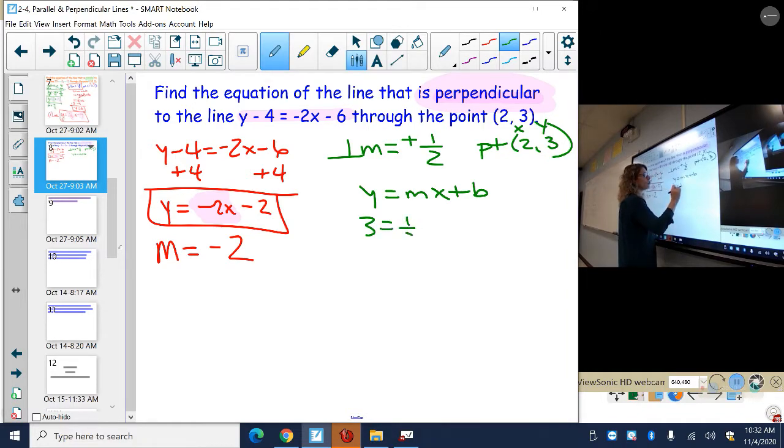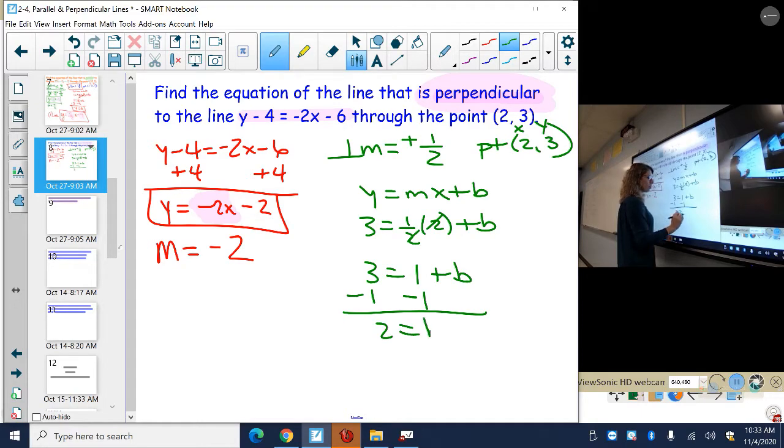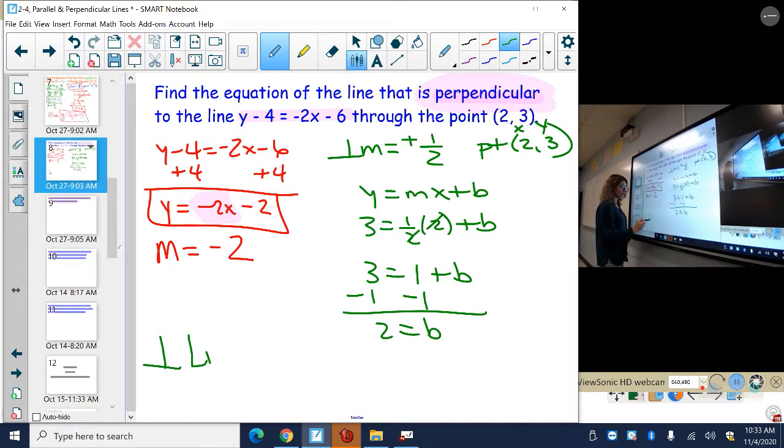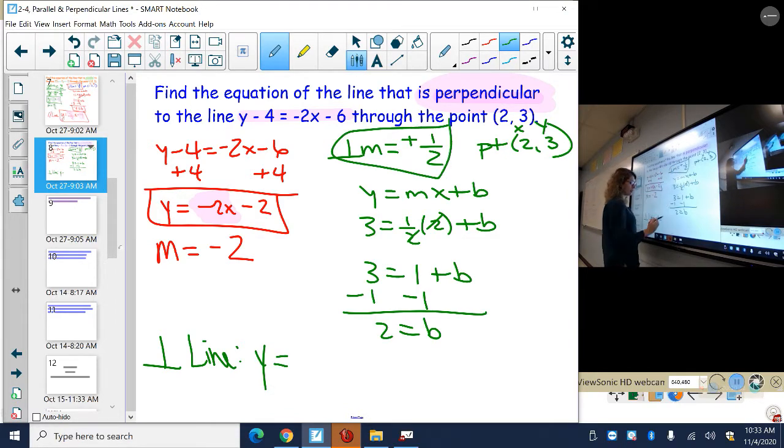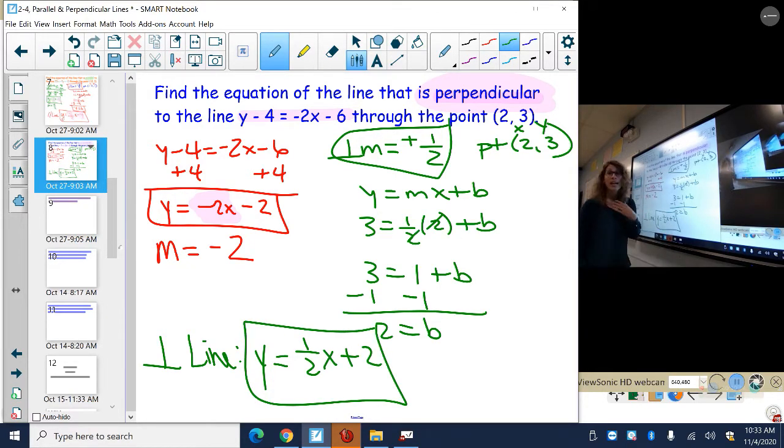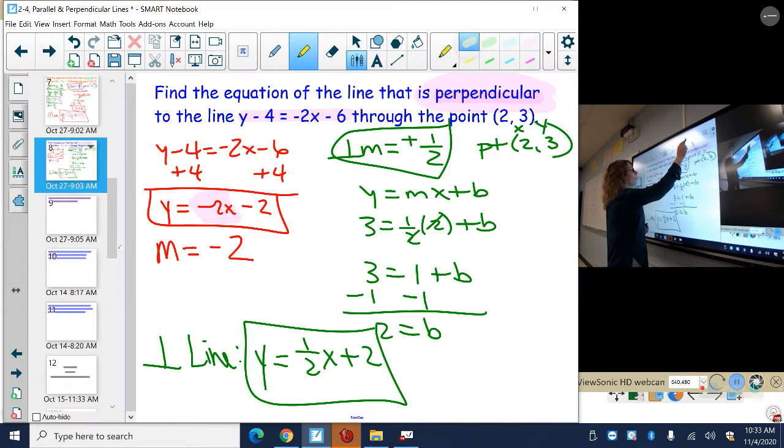So I have 3 is equal to 1/2 times 2 plus b. The 2's cancel out. 3 is equal to 1 plus b. Subtract 1. 2 is equal to b. So my perpendicular line is simply going to be y is equal to my perpendicular slope and then plus my b value. Now, I need to do a double check here. So I'm going to come back up here and say, okay, well, this is my slope. It's -2. So if I'm perpendicular, then I should have the opposite reciprocal, which is going to be 1/2. I know my slopes are opposite reciprocals. The lines are indeed perpendicular.